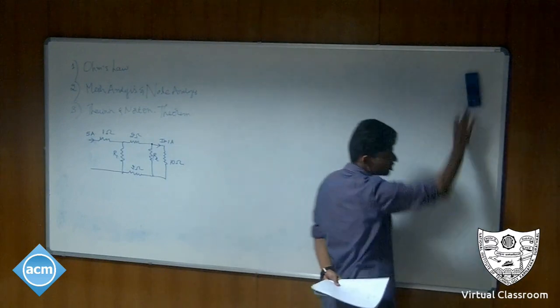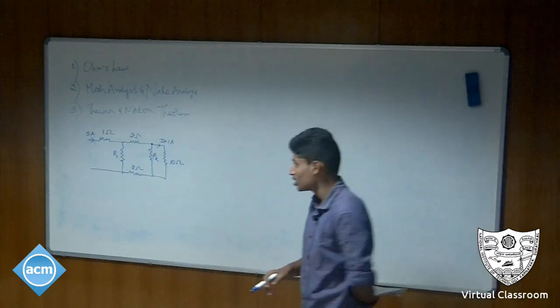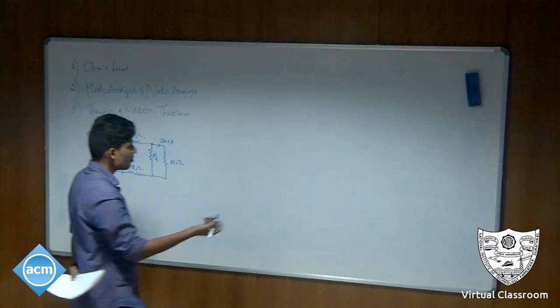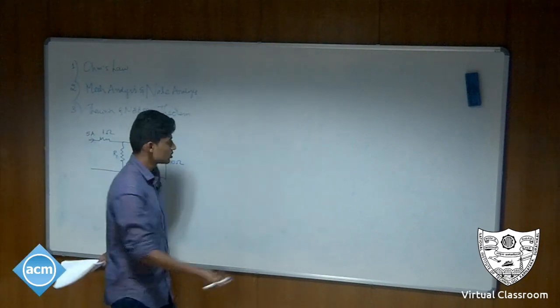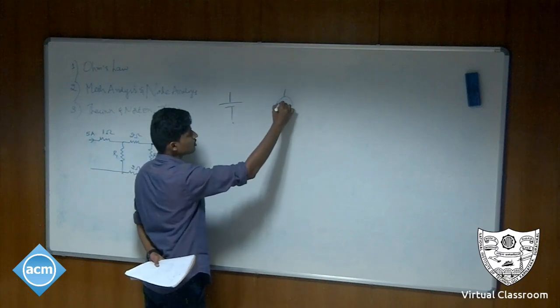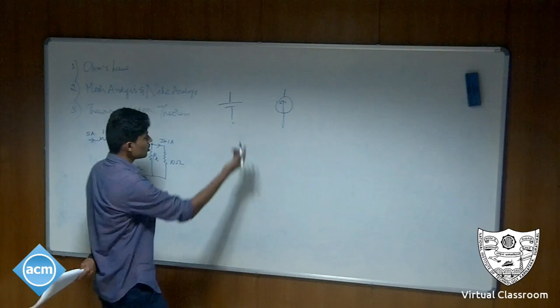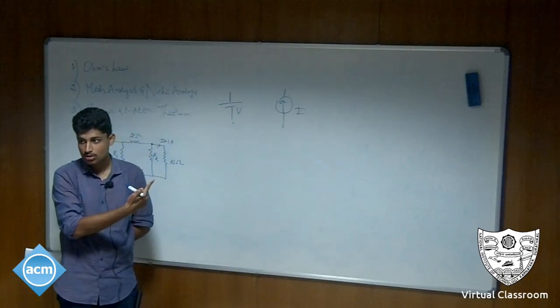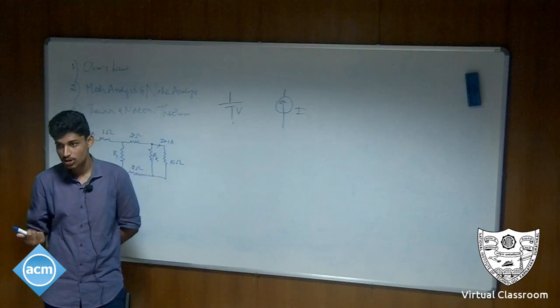Now let's look at a very important part of analysis, which is the power supply. A power supply may be a voltage source or a current source. This is a voltage source and this is the current source. What's the difference between a voltage source and a current source? Does anyone know?